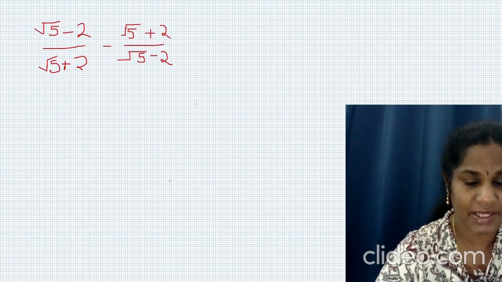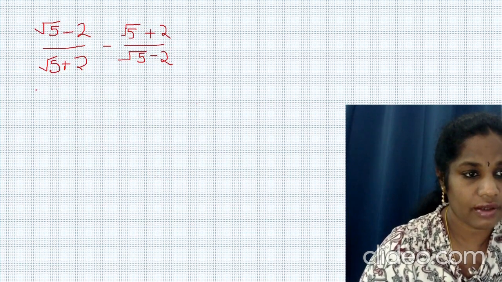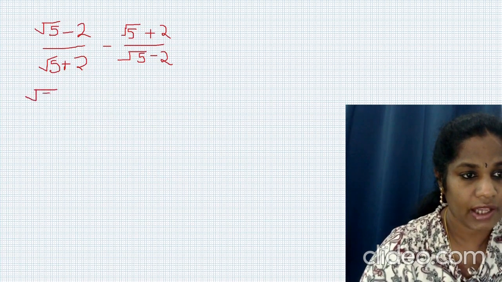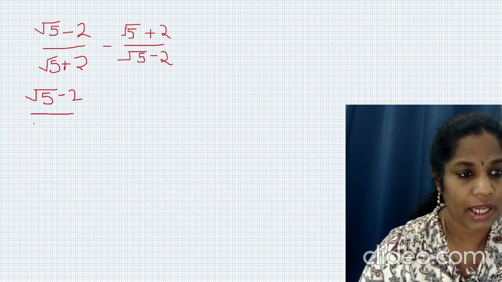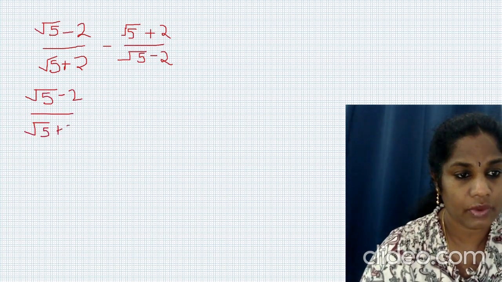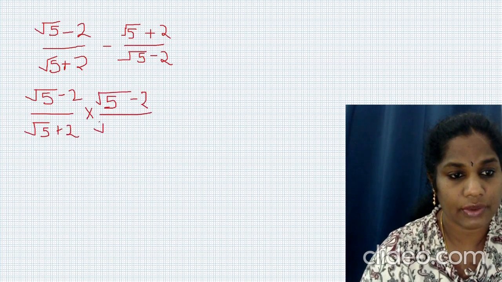Always, the best method is to try the maths ourselves. So here, what is my step? I have (√5 − 2)/(√5 + 2). I am going to multiply it by (√5 − 2)/(√5 − 2).